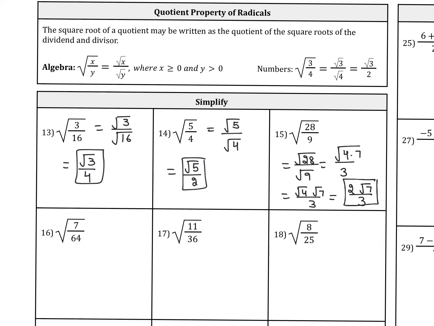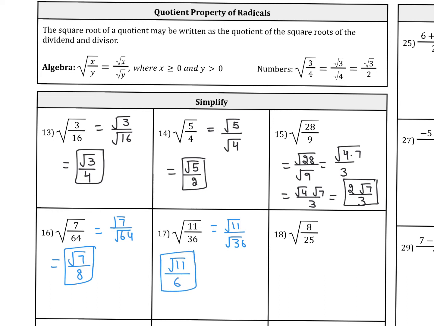For number 16, you're going to write square root of 7 over square root of 64. Square root of 64 is 8, so this is your answer. Square root of 11 divided by square root of 36. Square root of 11 remains as it is, and square root of 36 is 6, so your answer is this.